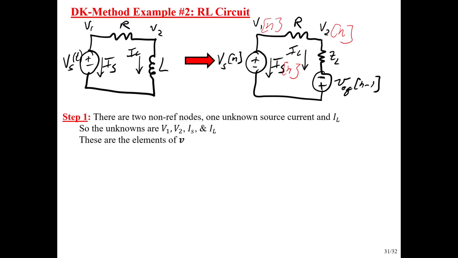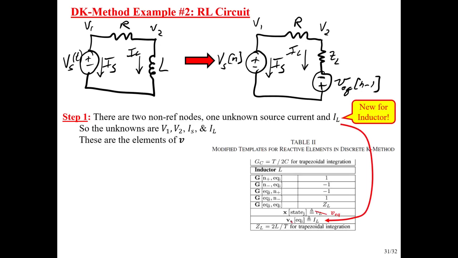So we've got two reference nodes, one unknown source current, and now with the inductor, we need to include IL. So those are all of our unknowns. That's a little different. For the capacitor, we just had a 3-element V vector. Now for the inductor, we need to add the IL. So that's one reason I wanted to go through the details of a circuit with an inductor in it.